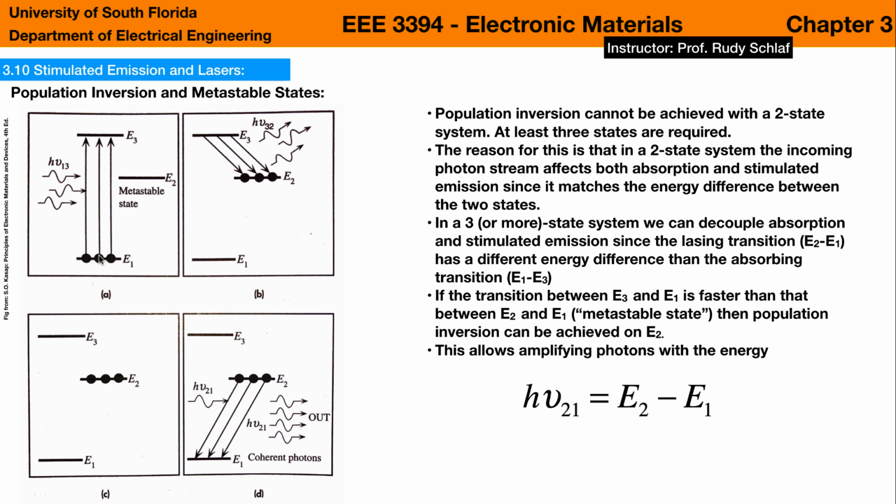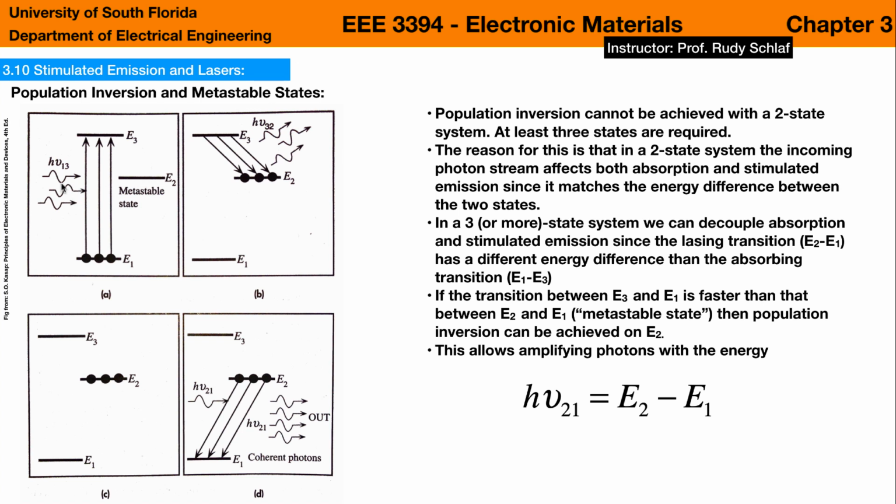But if we use a three-state system in which one of the states is metastable, this means it has a longer lifetime than the other states, then we can create a population inversion. This is shown here. We have three states, E1, E3 and E2, and E2 is the metastable one, which serves as the population inversion state.